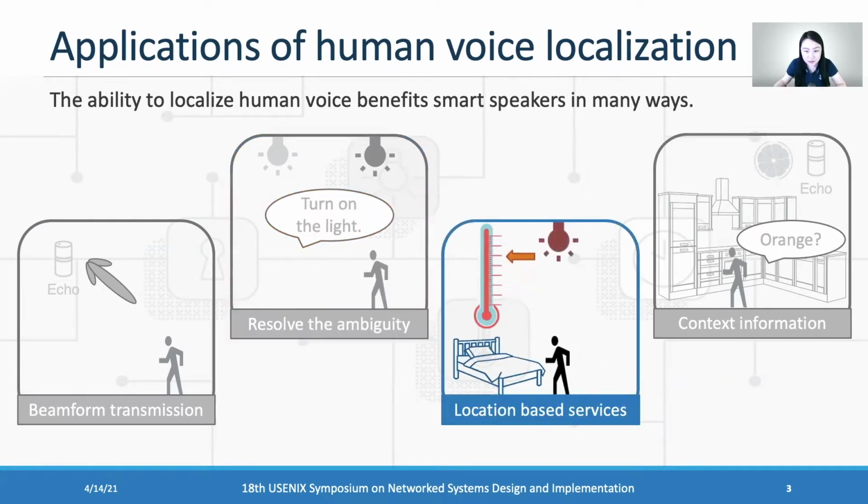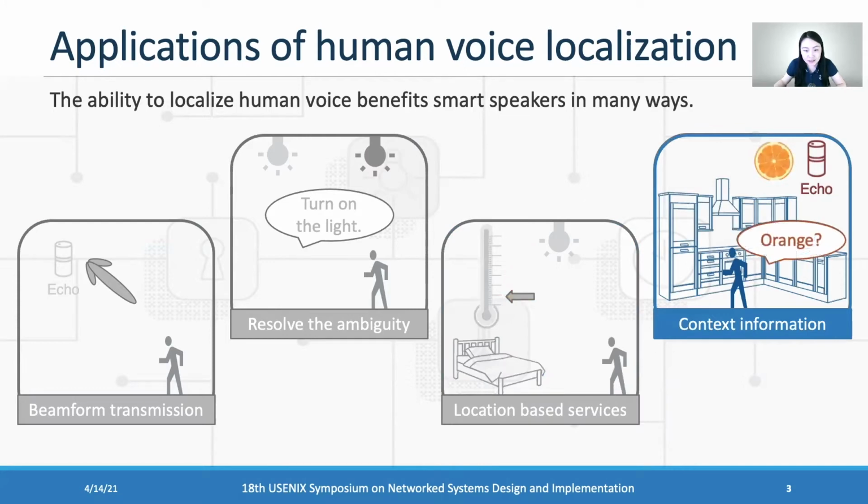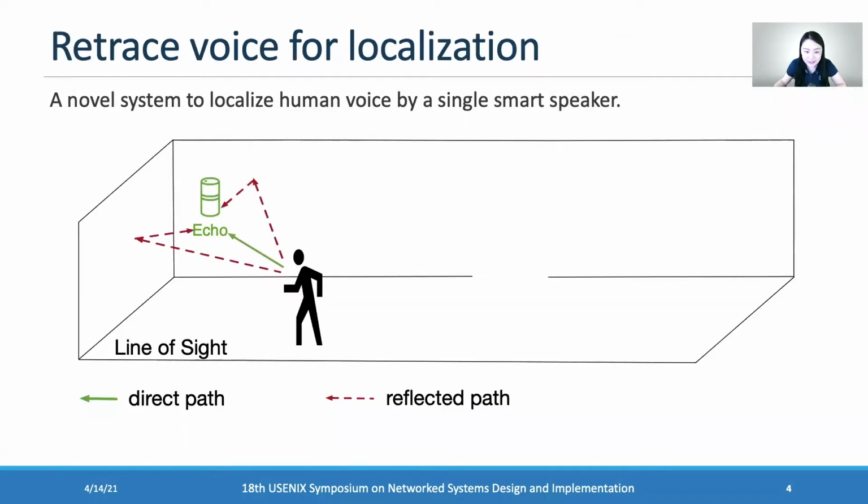Similarly, a smart speaker can automatically adjust the temperature and the lighting condition of the bedroom when you go into bed. Moreover, such context information can also help with speech recognition or natural language processing. For example, when a user says orange in the kitchen, it more likely refers to a fruit rather than the color. In this paper, we will present a novel system to localize human voice by a single smart speaker.